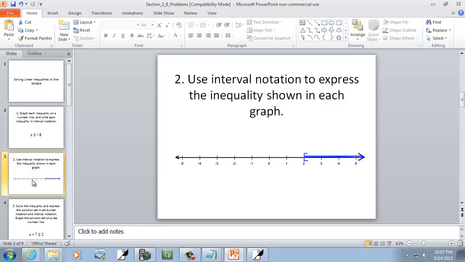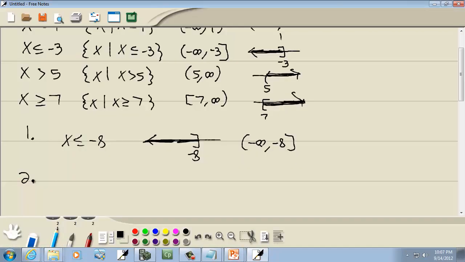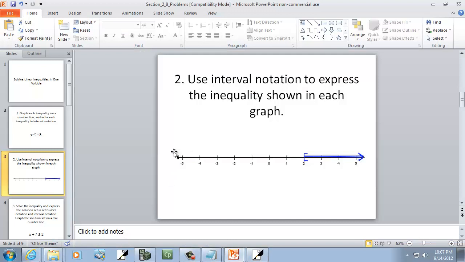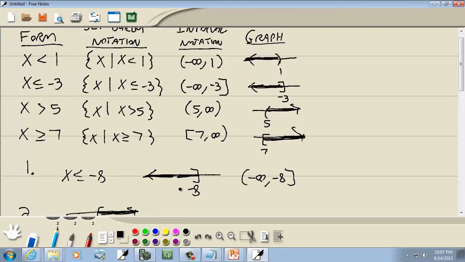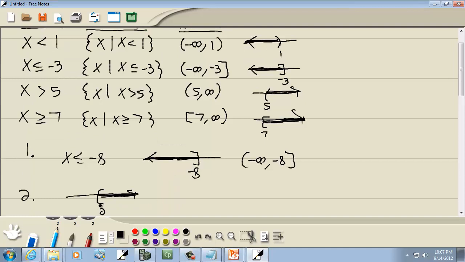Now let's take a look at this second one. Give us a graph. Looks like it goes from 2 and then shaded to the right. It says use interval notation to express the inequality shown in each graph. Again, until you get comfortable with it, go up to your graph here, or to our table. I'm looking for a graph that's shaded to the right that has a bracket on it. Well, a fourth one. Bracket shaded to the right.